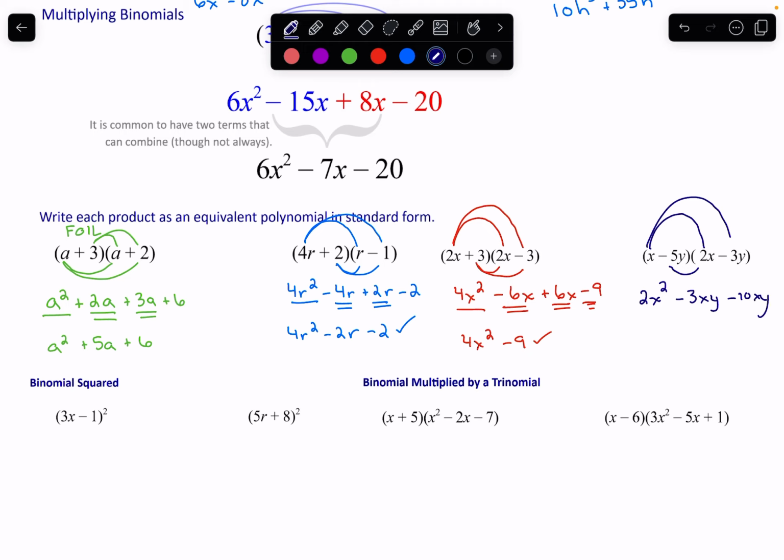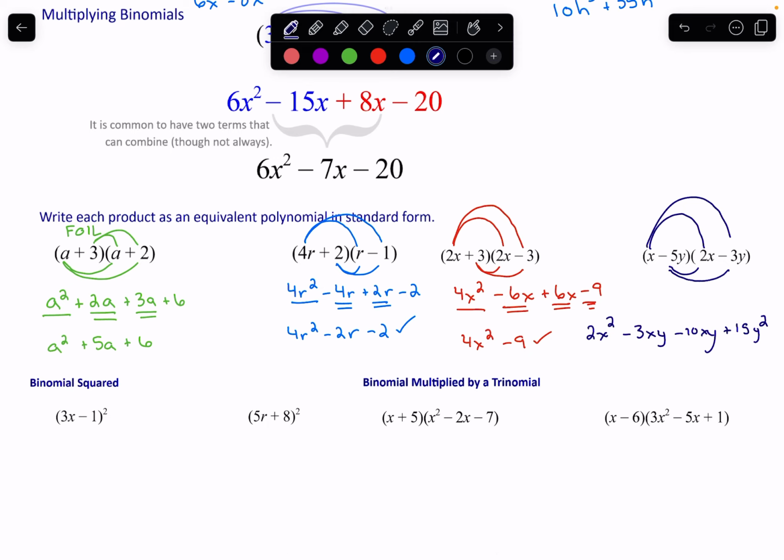I did not do a good job preparing for this problem. I got to scoot it over. And then negative 5y times negative 3y is positive 15y squared, because negative 5 times negative 3 is positive 15. y times y is y squared.